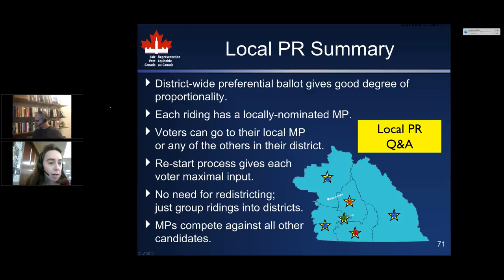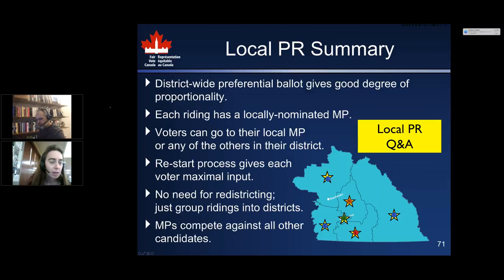Okay. If everyone only votes for their favorite candidate in their riding, like first past the post, is it still proportional? No, it wouldn't be. I mean, to get proportional, you would have to have many people voting using a ranked ballot. Okay. Is there no top-up with local PR? No, there is not. So it's simpler in that respect.